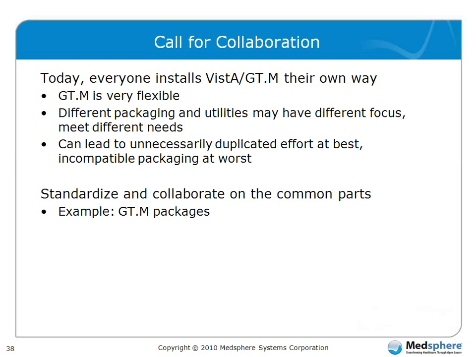But if you unnecessarily do things your own way, I think it leads to unnecessary duplicated effort and incompatible packaging as well. There's the astronaut installer, which includes GTM, and then our project includes GTM. Because of that, you can't really install both on one system, because then you have conflicting versions of GTM. So I think we should standardize and collaborate on the common parts. GTM is a very obvious one, but there are other things too. Everybody's got to do backups and things like that. Moving forward, I want to continue collaborating with the community and get more collaboration around the common parts, so that we can free up people to focus on the higher level bits. Question?